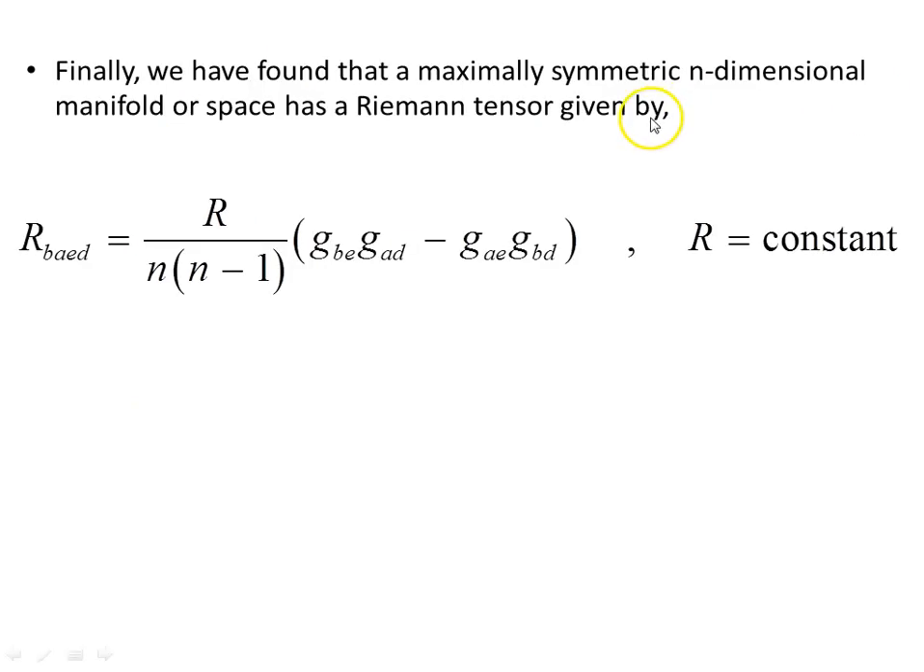Alright, so finally we've found that a maximally symmetric n-dimensional manifold or space has a Riemann tensor given by the scalar curvature, or Ricci scalar, over n times n minus 1, times this combination of the metrics, where R is constant. And notice here the order of the metrics: B E, first and third, first pair, A and D, second pair, minus A E, inner pair, B D, outer pair, as you expect the usual rule to be. And that is that.